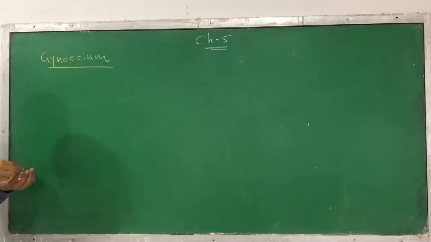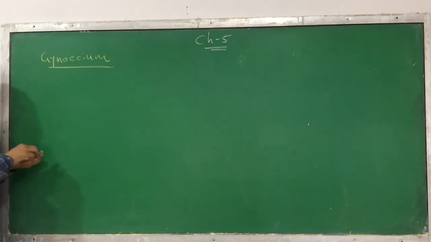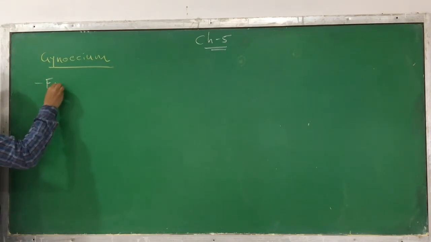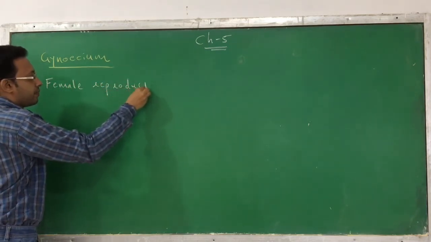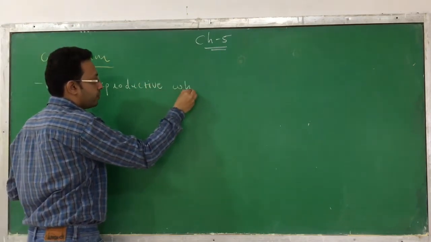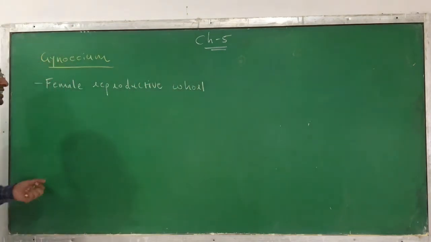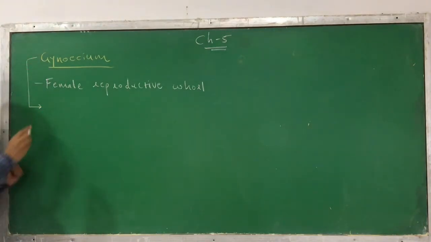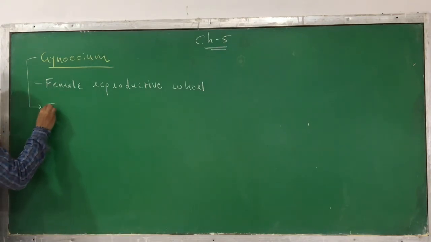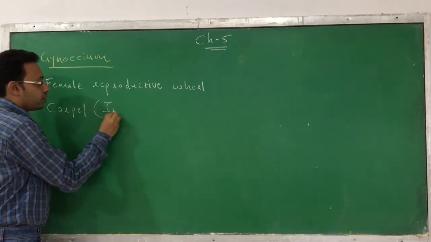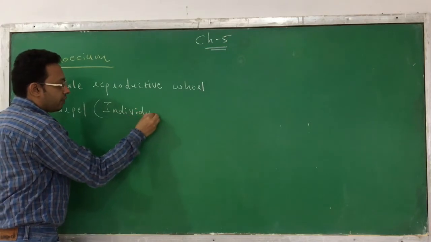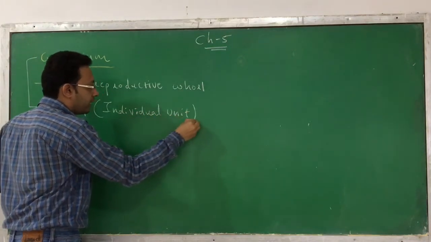So what is a Gynoecium? As you know, the Androecium is the male reproductive whorl. This Gynoecium is the female reproductive whorl of a flower. Clear? You know that the individual unit of Androecium is called a stamen. Similarly, the individual unit of this Gynoecium is called a carpel. It's unique. The individual unit of this Gynoecium is called carpel.